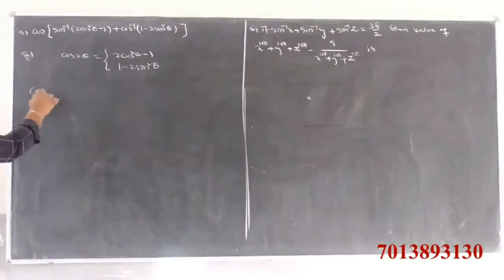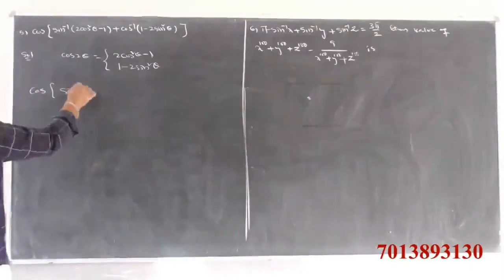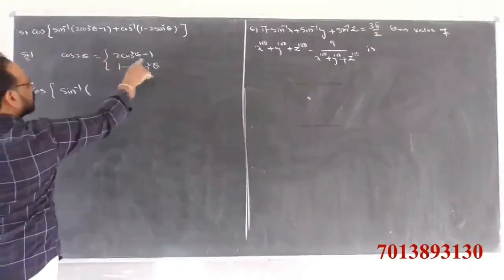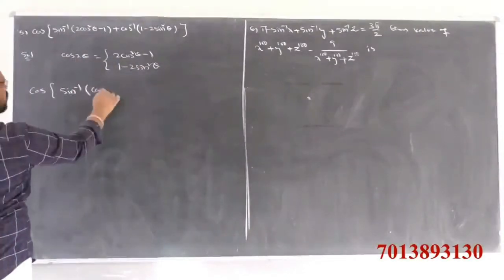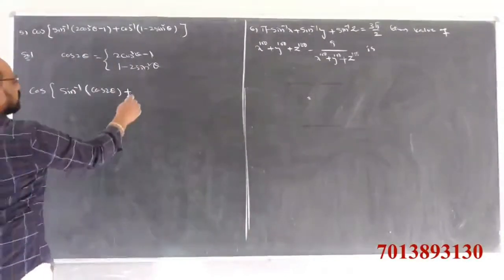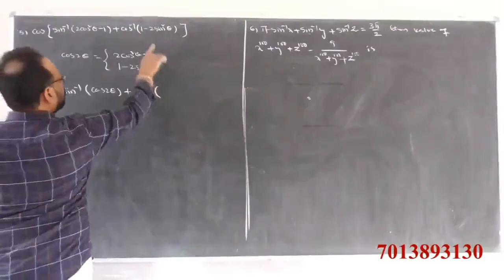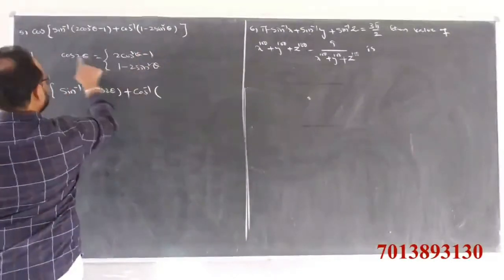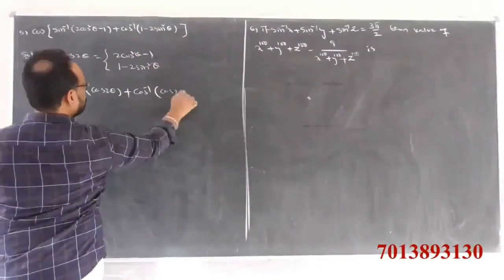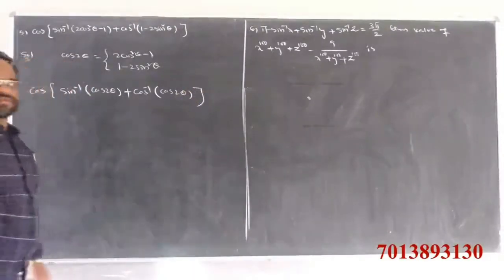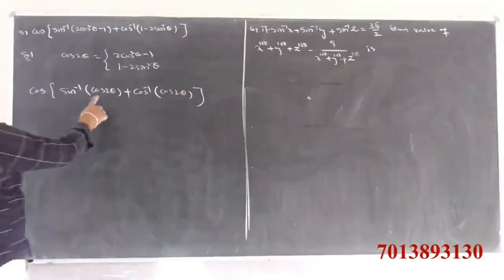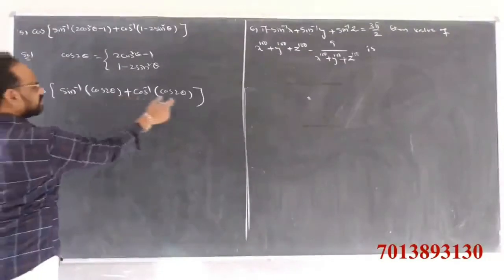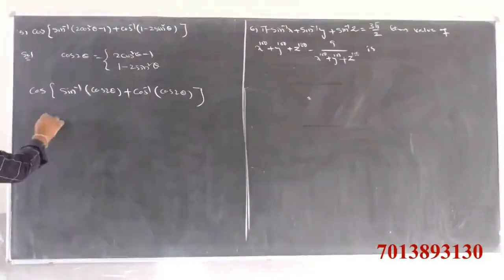So this can be written as cos of sin inverse of 2 cos square theta minus 1, which is nothing but cos 2 theta, plus cos inverse of 1 minus 2 sin square theta, which is also nothing but cos 2 theta. Consider this as x: cos 2 theta is x, and this is also x.